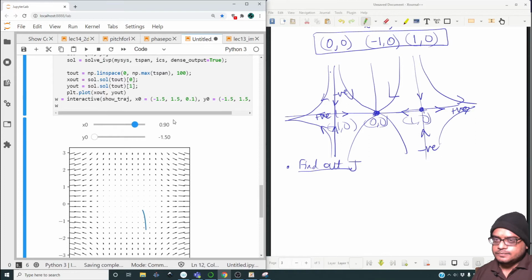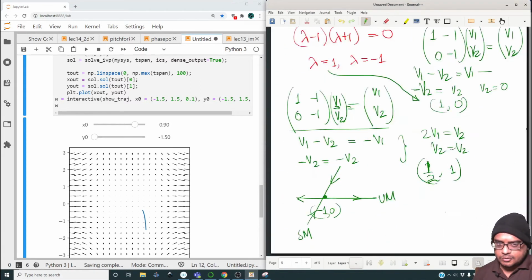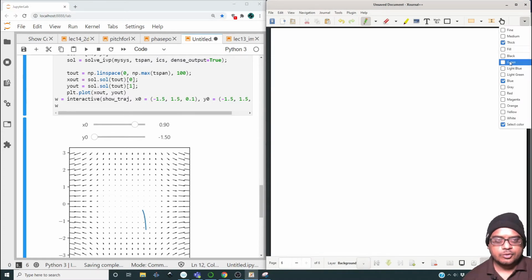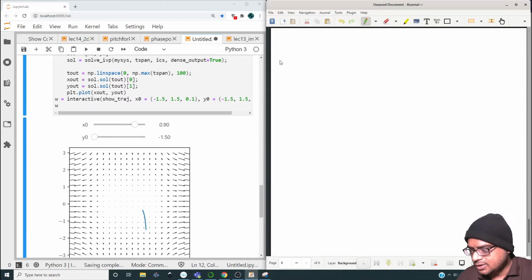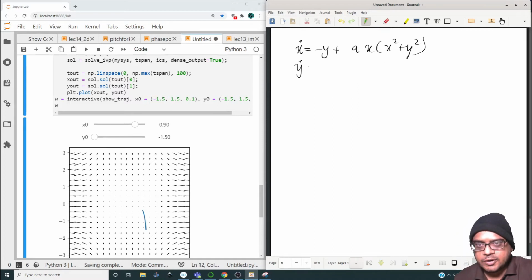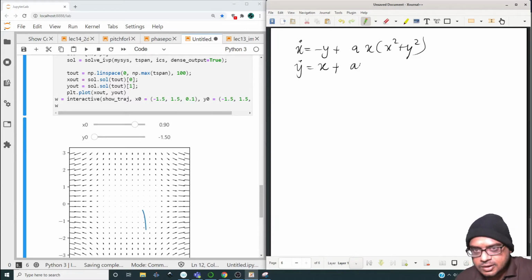Let us consider this particular problem. Just for the record, the previous problem was rather easy to figure out, and you should be able to find out the Jacobian and its interpretation with respect to the previous problem. Let us consider this problem. So x dot is minus y plus a times x (x squared plus y squared). Y dot is equal to x plus a y times (x squared plus y squared).